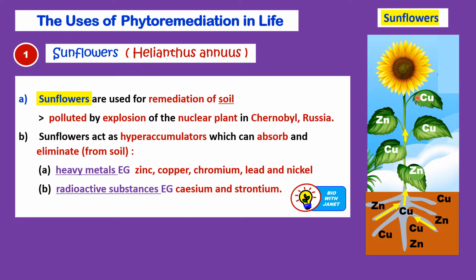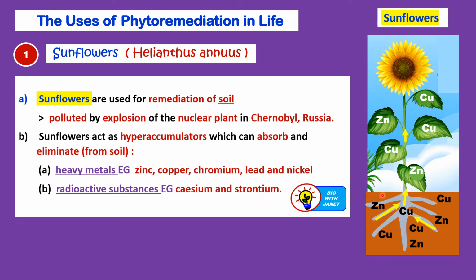An example is the soil that was polluted by the explosion of the nuclear plant in Chernobyl. So many years ago, this nuclear plant in Chernobyl exploded and released a lot of radiation, radioactive substances into the soil and the environment. So today, these sunflowers are grown there in the soil in order to absorb and eliminate heavy metals like zinc, copper, chromium, lead, and nickel from the soil, and they can also absorb radioactive substances like cesium and strontium.